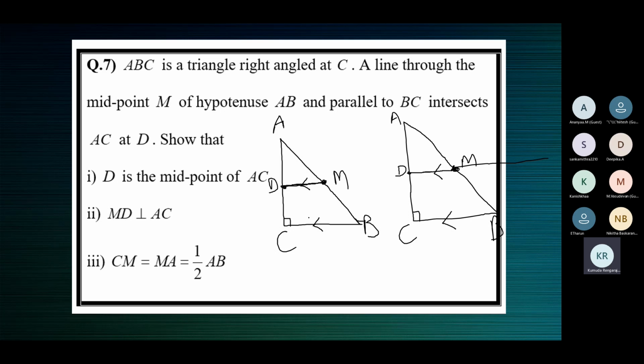M is the midpoint of AB. MD is parallel to BC, given. Therefore, by converse of midpoint theorem, D is the midpoint of AC. Next, we need to prove that MD is perpendicular to AC.